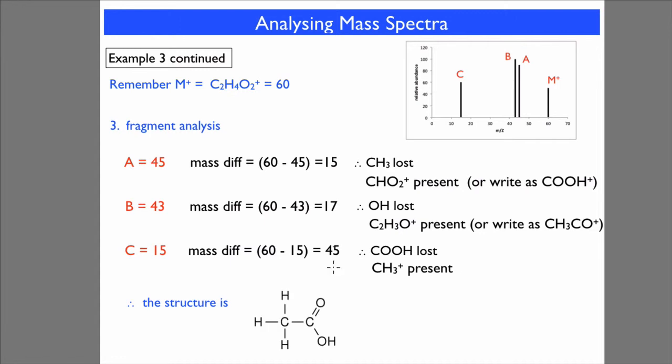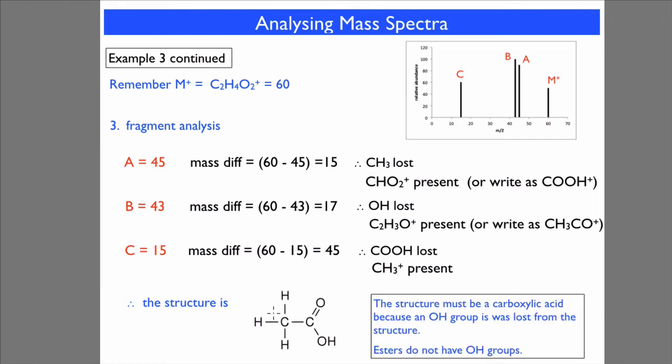So the structure is as follows, and that's fairly obvious because we've got a carboxylic acid group here, or the CH3CO, which will be this section here, or of course the OH loss could be here, or the entire COOH loss here, leaving us with the methyl group. The structure must be a carboxylic acid because an OH group was lost from the structure. Esters don't have OH groups, so you know it's not the ester.